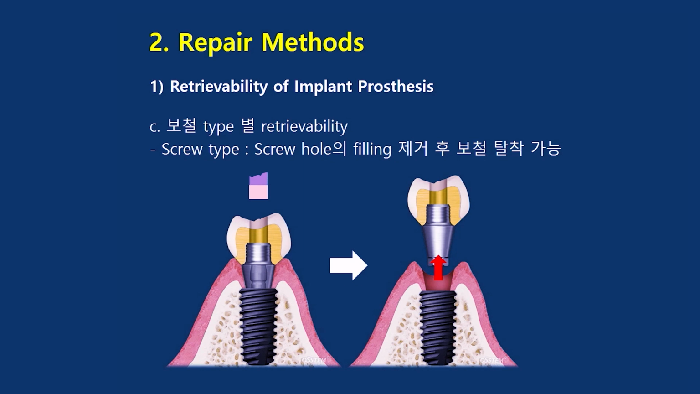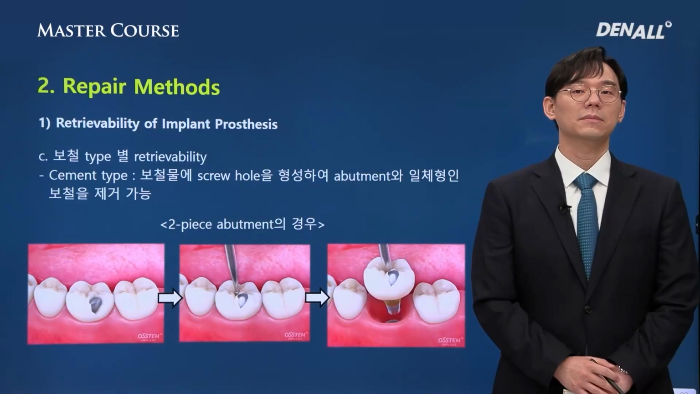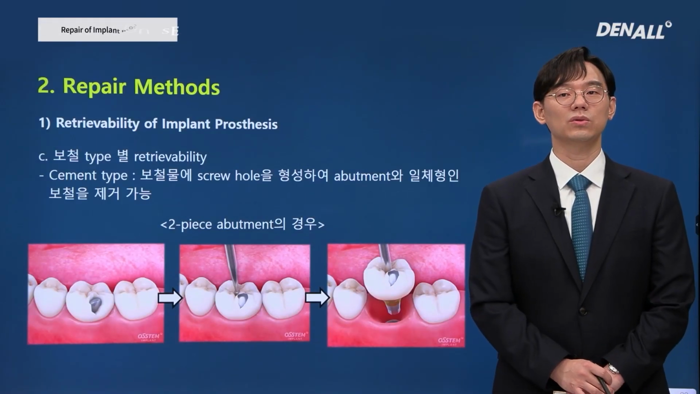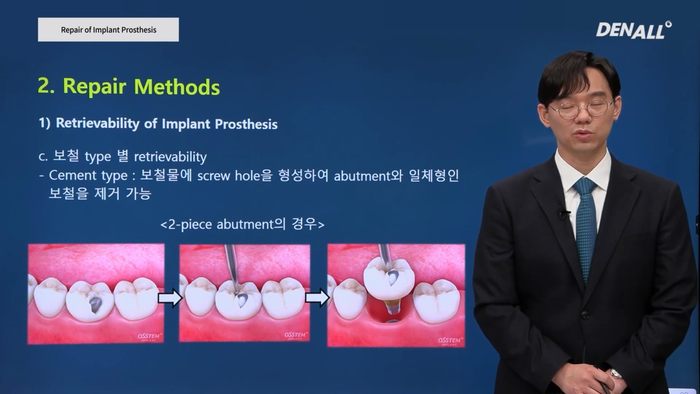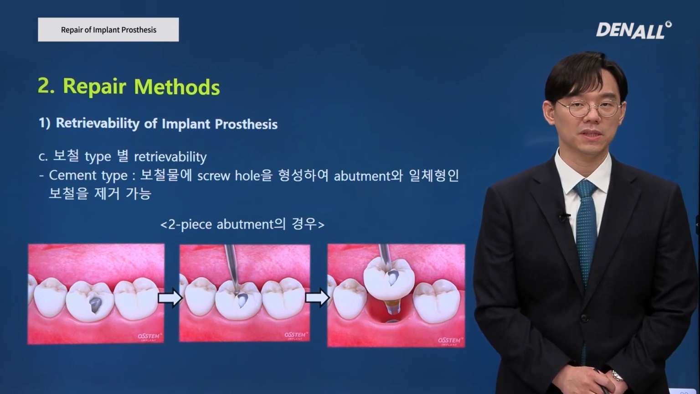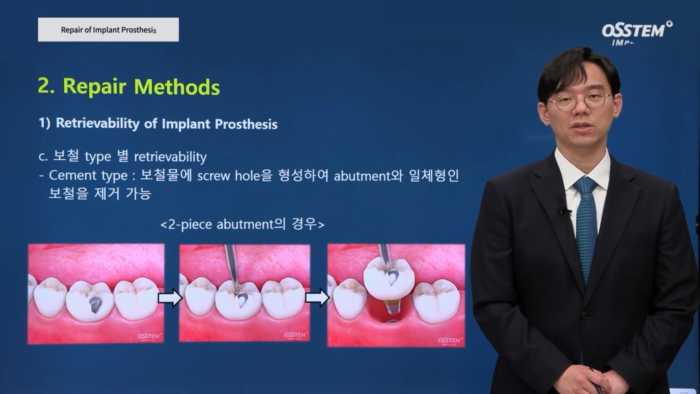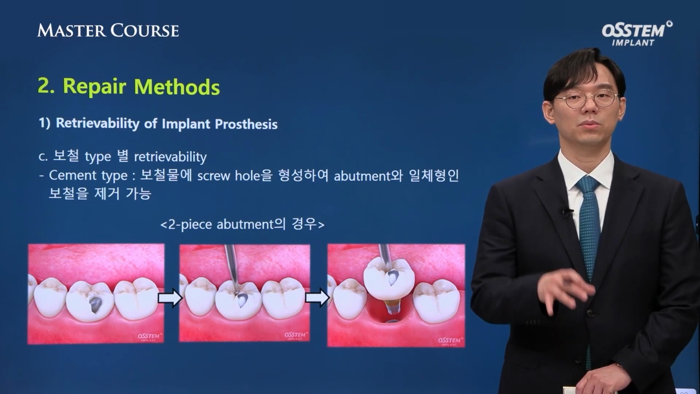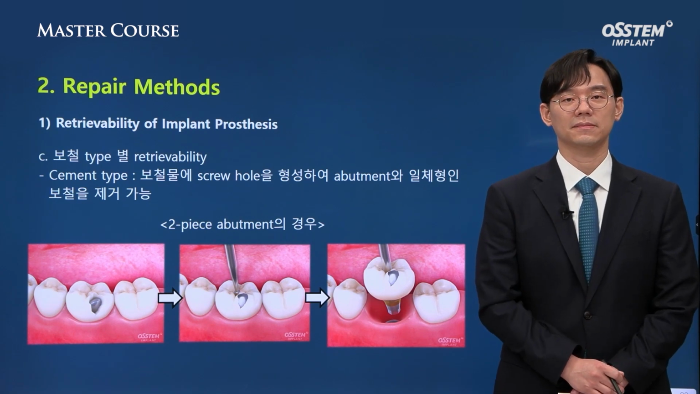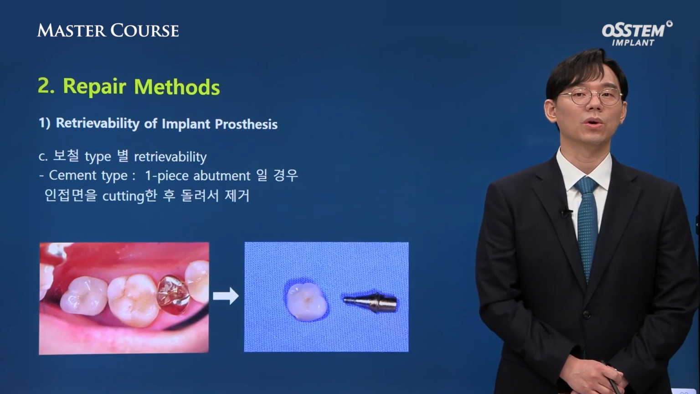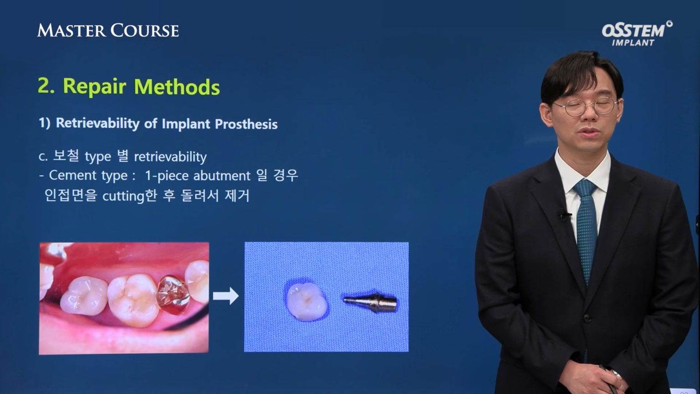In the case of screw-type prosthesis, you remove the filling and unscrew it, then you can retrieve it. It is favorable for maintenance. In the case of cemented type, you need to form a screw hole, and then you can remove the bonded prosthesis and abutment. You need to keep repair in mind, and if you use cement that is less strong, then you can retrieve the prosthesis by applying appropriate force.